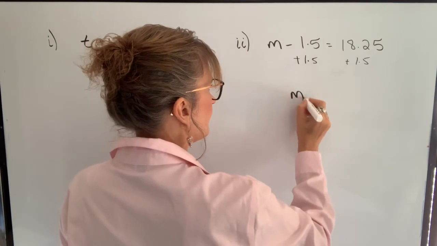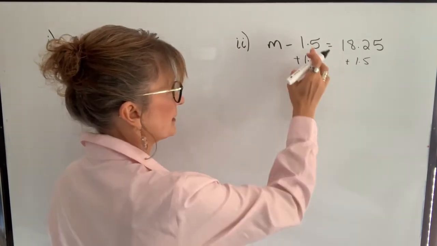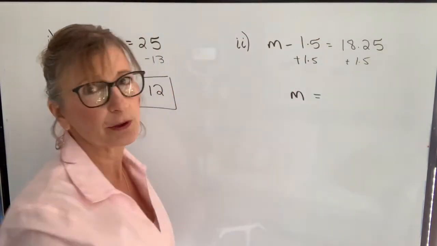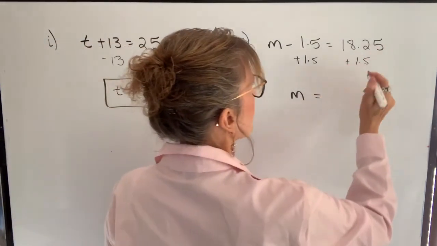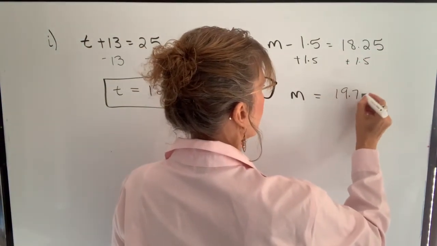So on this side, you're going to have m minus 0 because minus 1.5 plus 1.5 is 0. And then on this side, I'm going to have 19.75.